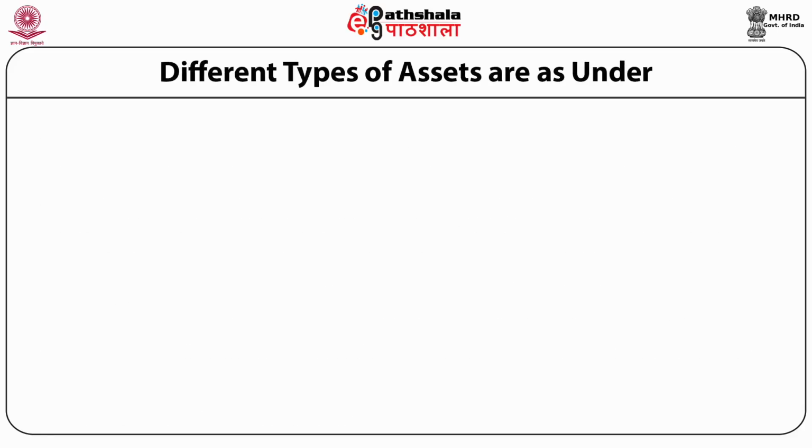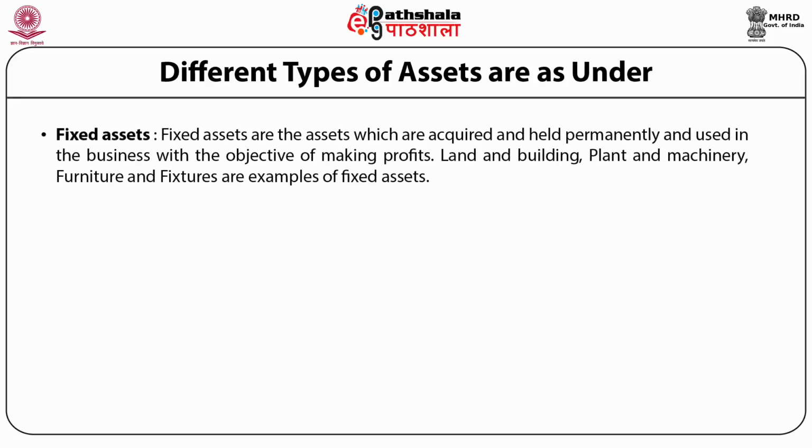Different types of assets. Fixed assets. Fixed assets are the assets which are acquired and held permanently and used in the business with the objective of making profits. Land and building, plant and machinery, furniture and fixtures are some of the examples of fixed assets.